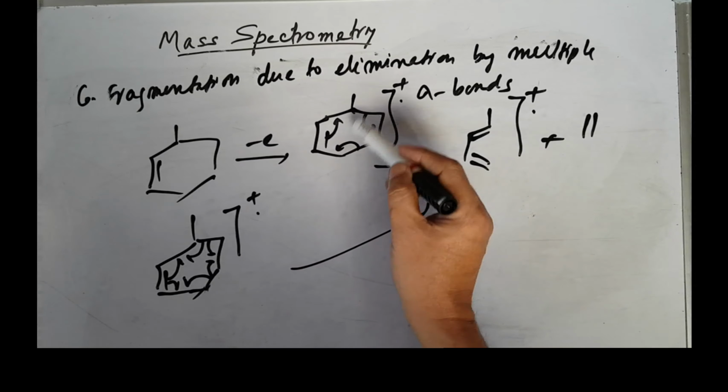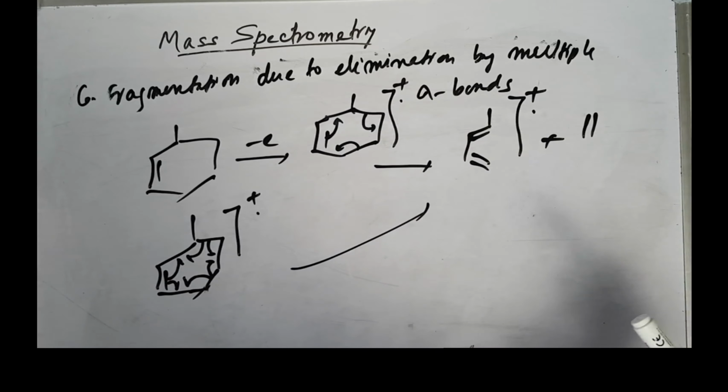So here sigma bonds are cleaved. So two sigma bonds are cleaved, and we got this compound. So this is a retro-Diels-Alder reaction. So this is enough for today.